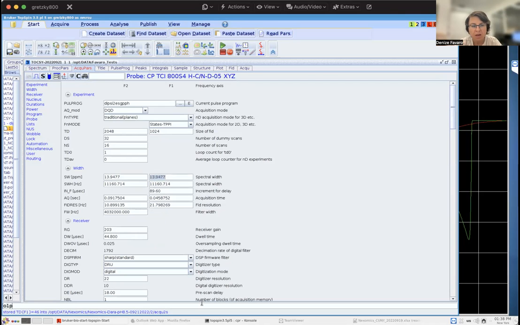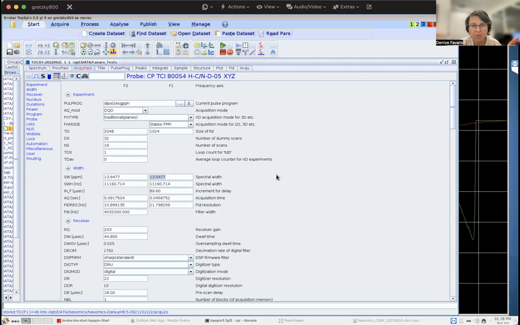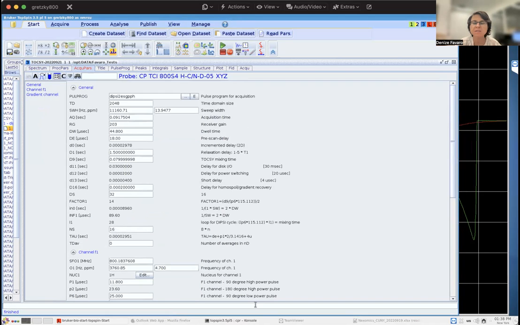Also the same transmitter frequency on both dimensions. I put my transmitter frequency on the water peak because I need water suppression, because this experiment is performed in water, D2O 10%. So this is my mixing time. On TOCSY, my mixing time is D9. It's my TOCSY mixing time.